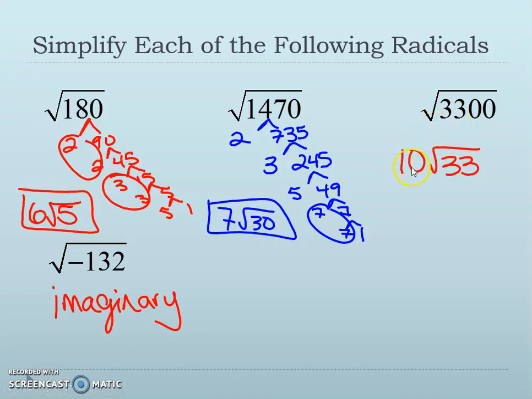And the answer is 10 radical 33. This one, if you have a square root, you cannot have a negative inside the square root. Cube root, yes, but not square root. So the answer is imaginary. Imaginary means you cannot solve it right now. You have to use imaginary numbers, which you will learn next year.